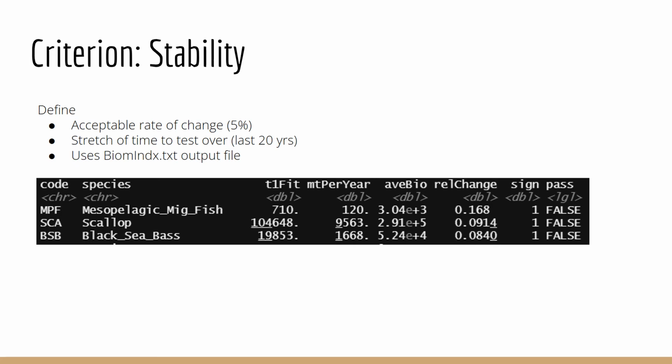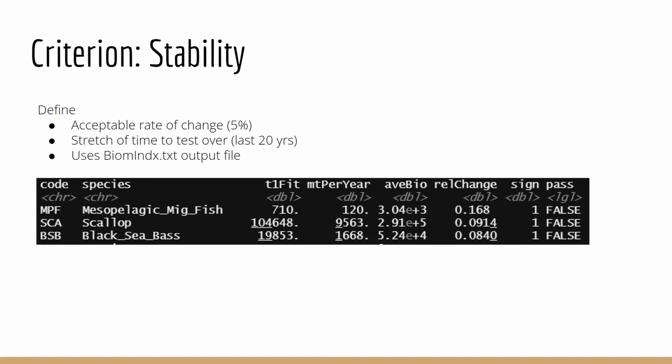The next criterion would be stability. We've defined stability as a rate of change that's less than about 5% over the last 20 years of the model run. And we selected this value of 5% after analysing a selection of assessed stocks for which we have data. So in this function, we fit a linear model to the last 20 years of the biomass data. We calculate a relative change, and any value that exceeds 0.05 indicates a failure of the stability criterion. And we can see here black sea bass, its relative change is 8%.